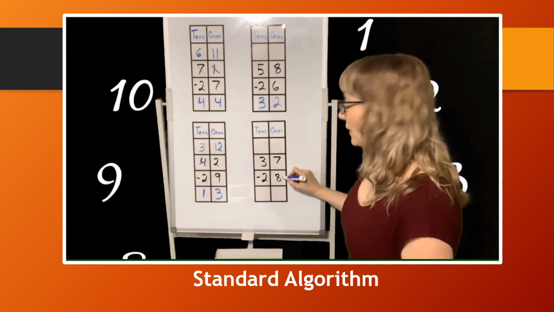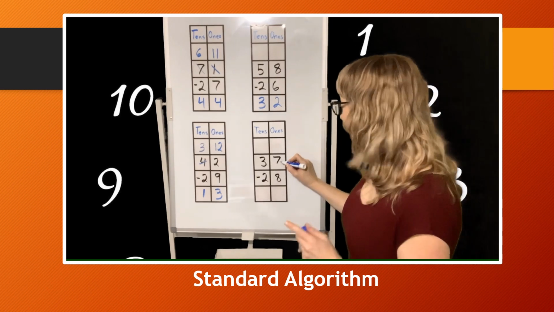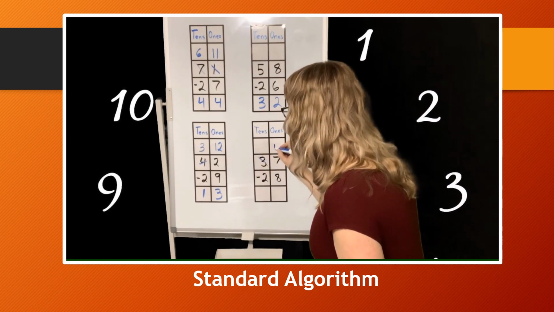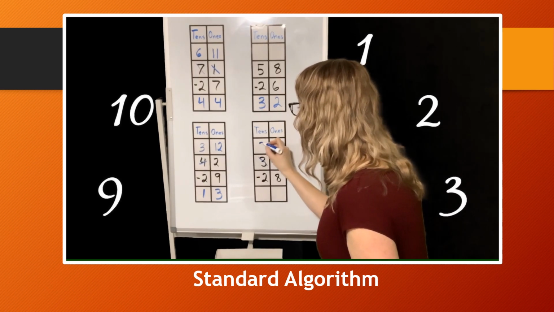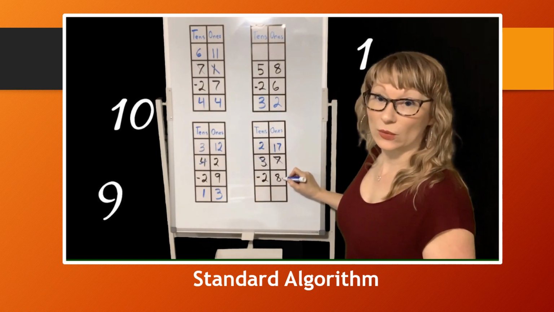For this one, oh, here we go. We're in trouble again. We can't take 8 ones away from 7 ones. We have to do some regrouping. So we're going to steal a 10. We're going to make this one 10 bigger. So 17 instead of 7. And we're going to have 2 left over here. Now all of a sudden, we can take 8 away from 17.